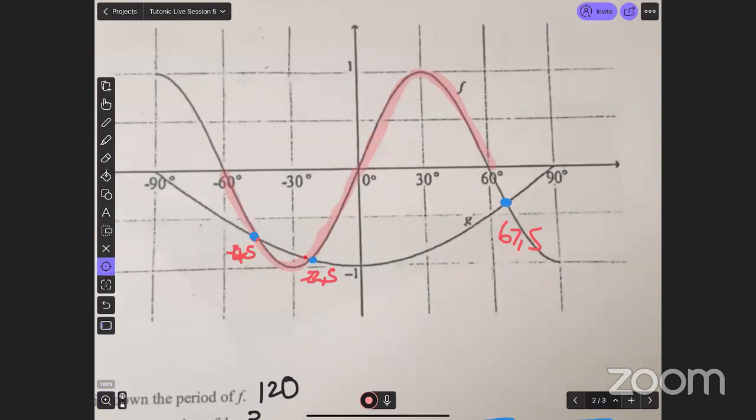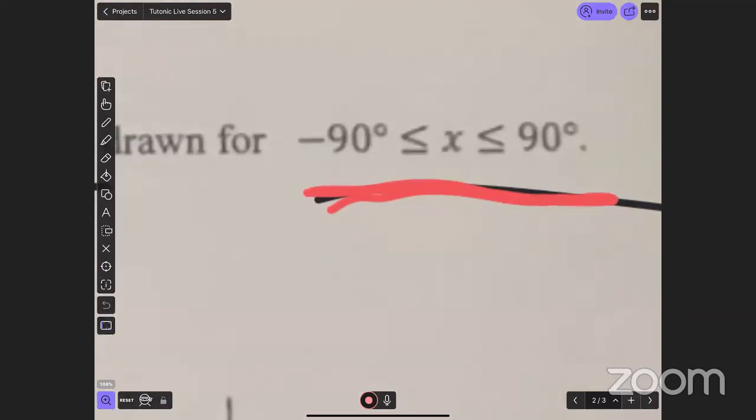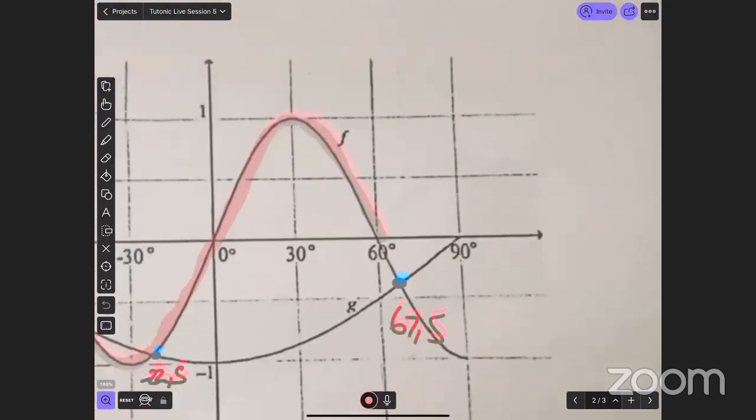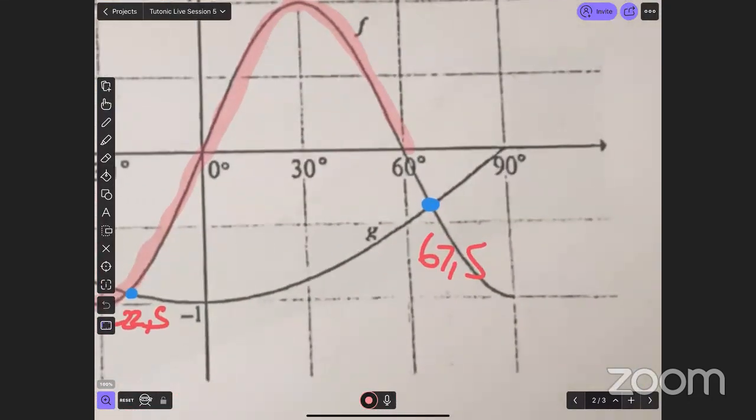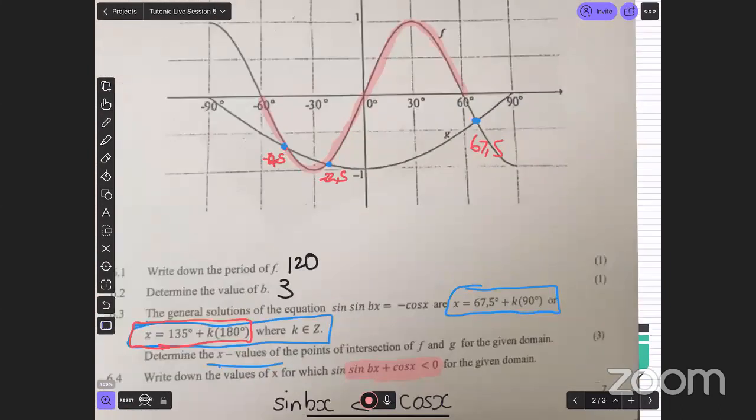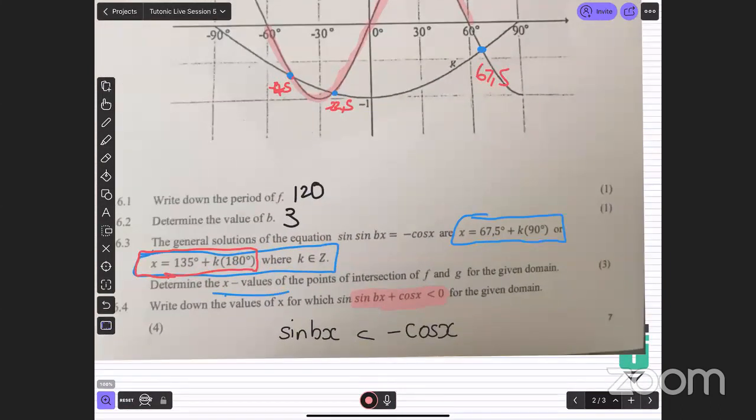Greater than 67.5. But what must you do? You have to say 'and equal to.' But remember, they told you this graph ends at 90. So it stops at 90. You guys mustn't be caught out by that, okay? Does it make sense? Yeah, it does.